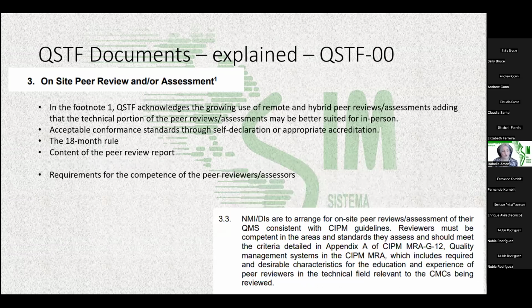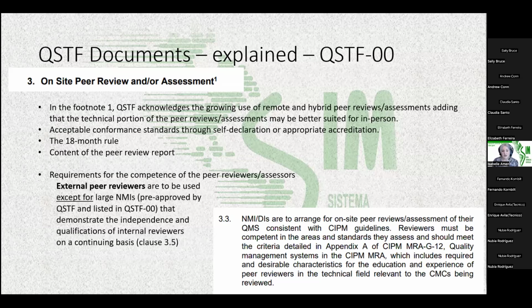Then we cover requirements for the competence of the peer reviewer or assessor in this clause 3.3. The important thing is that the reviewers meet the criteria detailed in Appendix A of the CIPM-MRA-G-12. It contains the required and desirable characteristics for the education and experience of the peer reviewers in the technical field relevant to the CMCs that are being reviewed. So this is important: when peer reviews or assessments are planned, these criteria must be met for the reviewers and assessors.